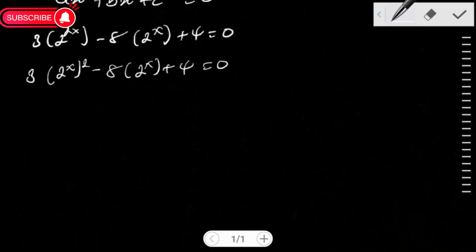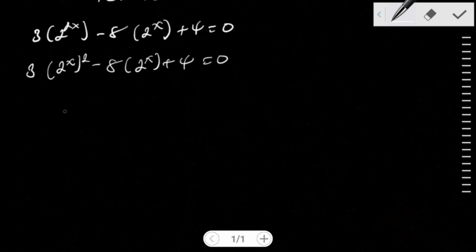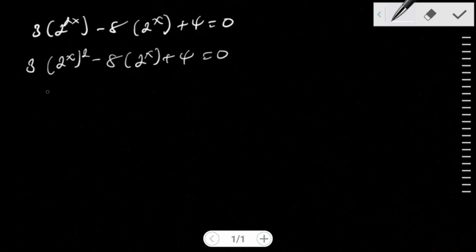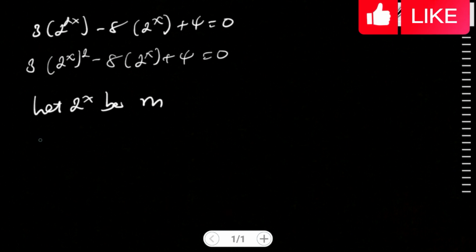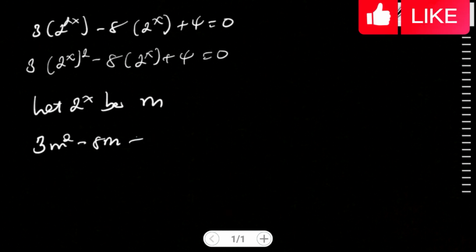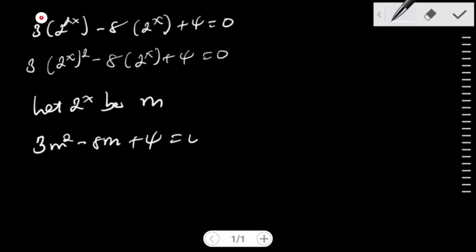Now the next thing is, to get the value of 2 to the power x, I'm going to label this: let 2 to the power x be m. And so I'm going to have 3m squared minus 8m plus 4, and this would be 0.